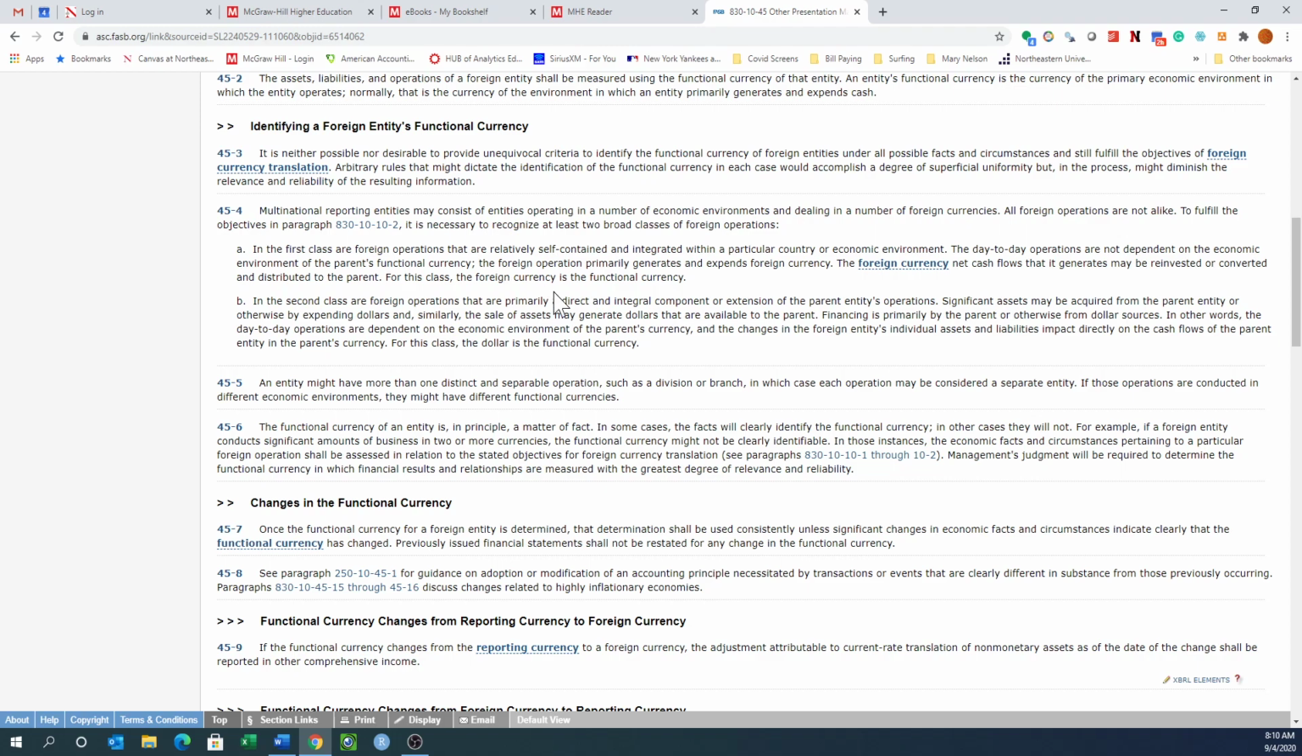Now, for a U.S. company, the functional currency is the U.S. dollar, right? So whenever we're dealing with just a U.S. straight company, we can say the functional currency is going to be the U.S. dollar. Any other transaction that we do that is outside of the U.S. dollar, that is going to be a foreign currency. Anything that's outside the U.S. dollar is going to be a foreign currency.